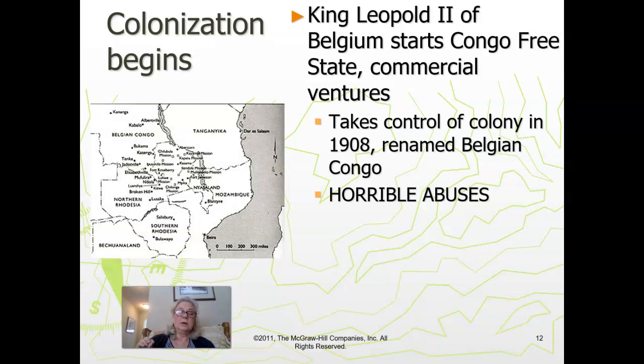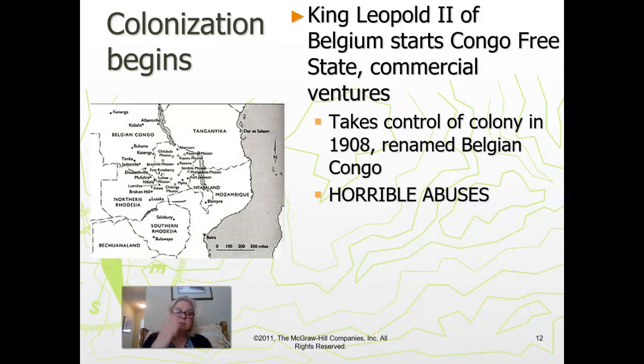The abuses that occurred under King Leopold are some of the worst that we know of, although I'm sure they were terrible everywhere. Congo is very, very heavily wooded. Some of the resources that King Leopold was looking for in the Belgian Congo, along with others who passed through later on, were copper, tin, cobalt, zinc, rubber, etc.